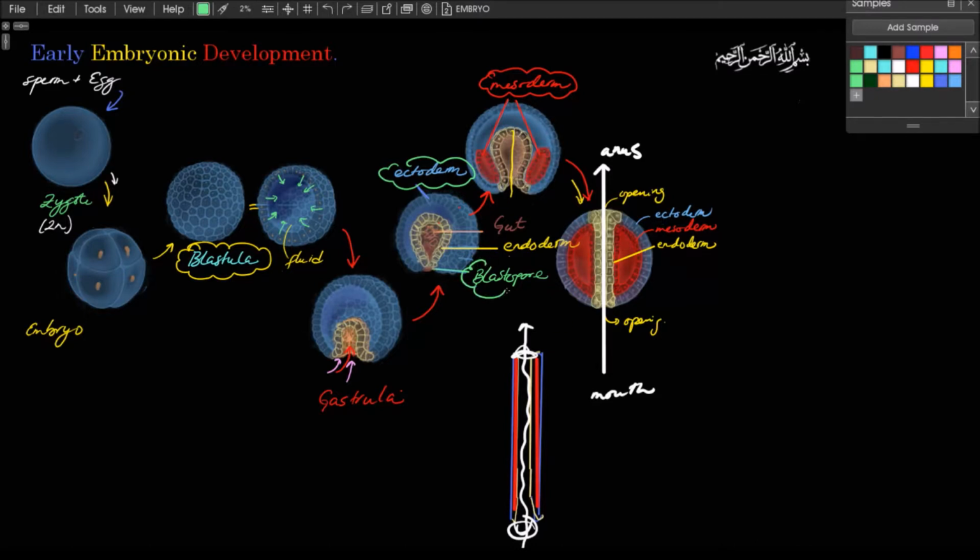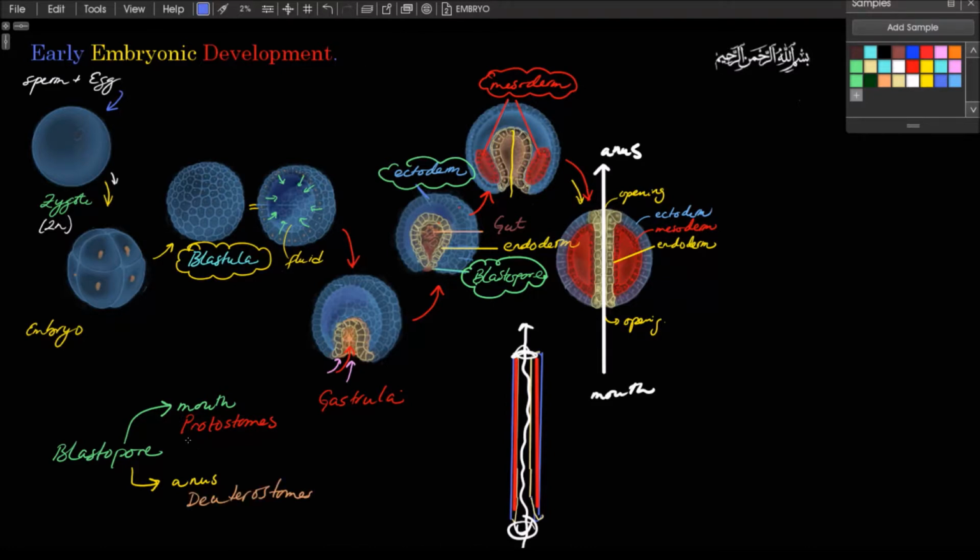Now, this blastopore over here is very important because it determines which part of the body is going to be the front end and the back end. If the blastopore develops into the mouth of the living thing, these type of living things are called protostomes. Again, if the blastopore goes on to develop into the mouth of the living thing, these type of organisms are called protostomes. And if the blastopore goes on to develop into the anus of the living thing, these type of organisms are called deuterostomes.